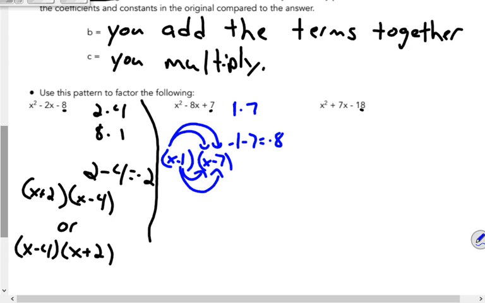Okay. Is this making sense, Chloe? Okay. All right, good. Excellent.